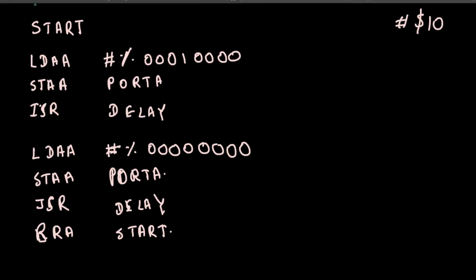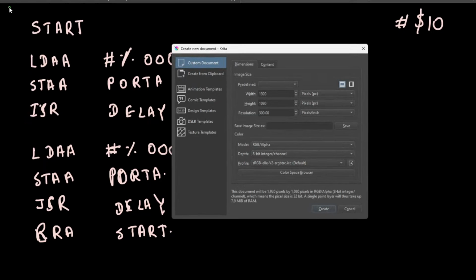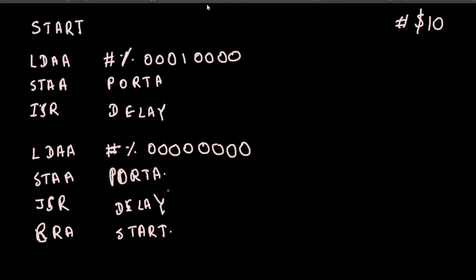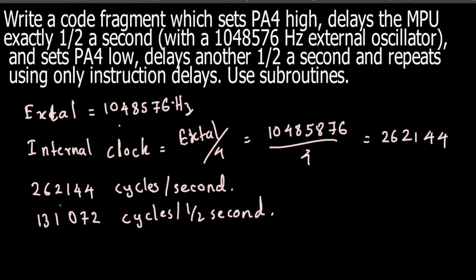I don't have space, so I'm going to continue on the next page. It goes from top to bottom, but I go to the next page and continue the rest. So now we are going to achieve the delay. To achieve the delay, you put a name, delay, and here we are going to load X with how many delay we want to achieve. As we calculated here, this is the number of delay we want to achieve.